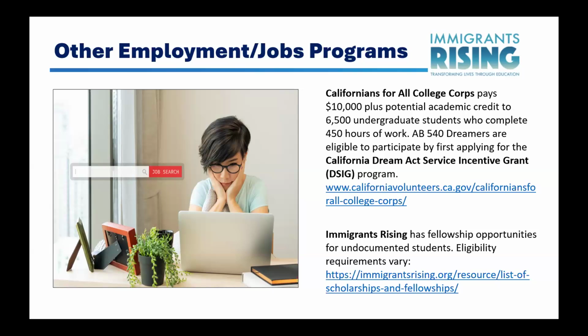So definitely check out their website and see if you're able to promote this for your students. Our AB 540 Dreamers are eligible to participate, but they will apply first through DSIG. So you'll want to advise them to apply through DSIG and then apply for Californians for All College Corps. And $10,000 is a good amount. So hopefully lots of our students will be able to take advantage of it.